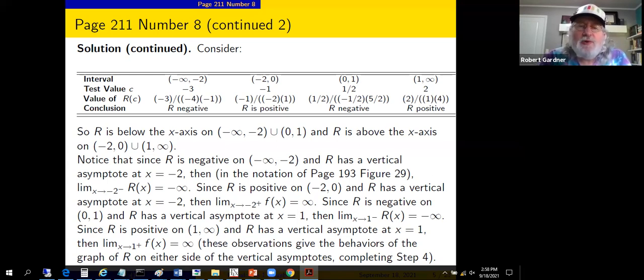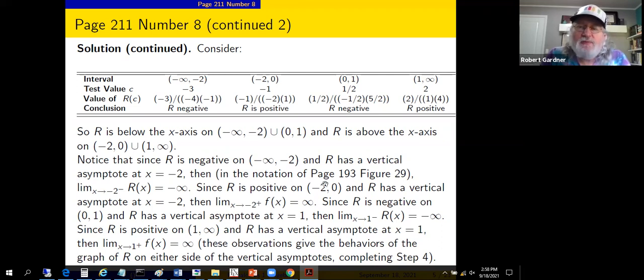So what's it doing on the negative side of -2, to the left of -2? How is this vertical asymptote behaving? Is it going up to positive infinity or down to negative infinity? Well, if the function values are negative, then it must be that the asymptote is a vertical asymptote that goes down to -∞, so to speak.